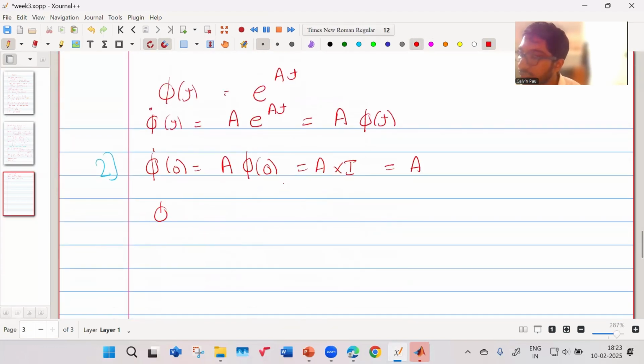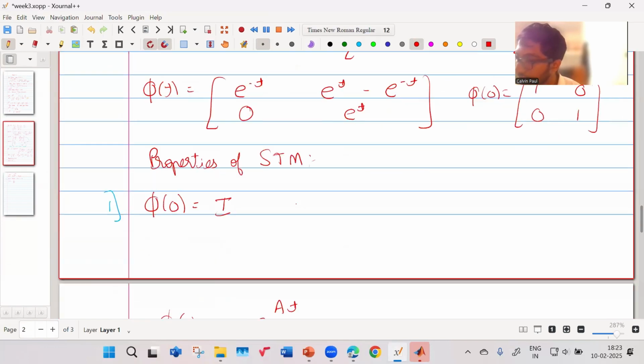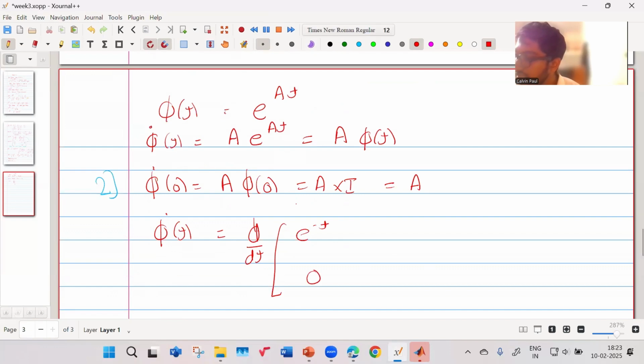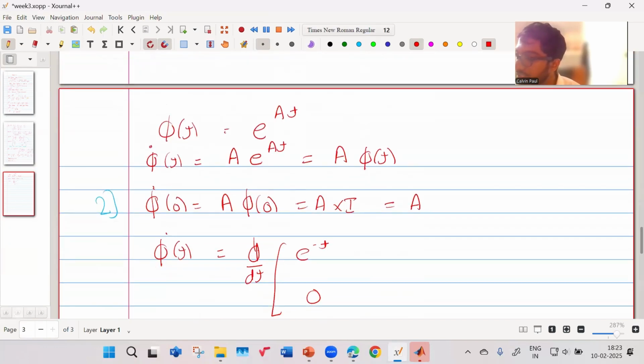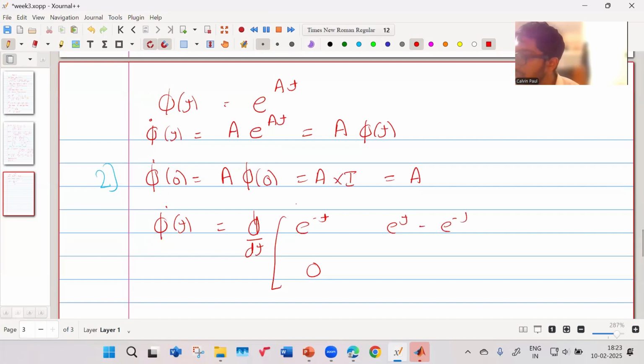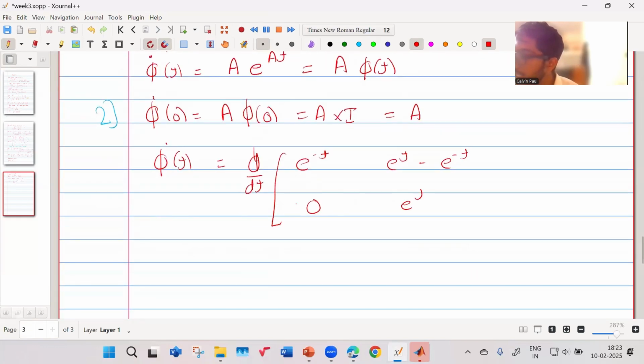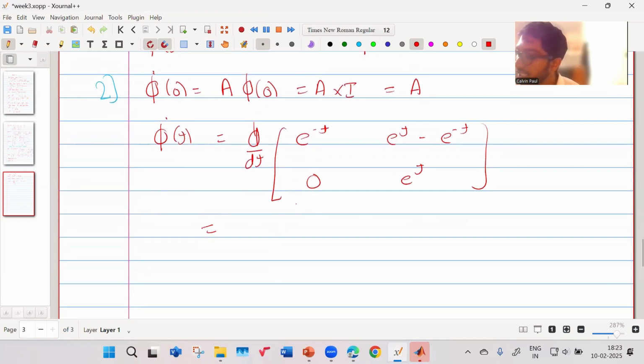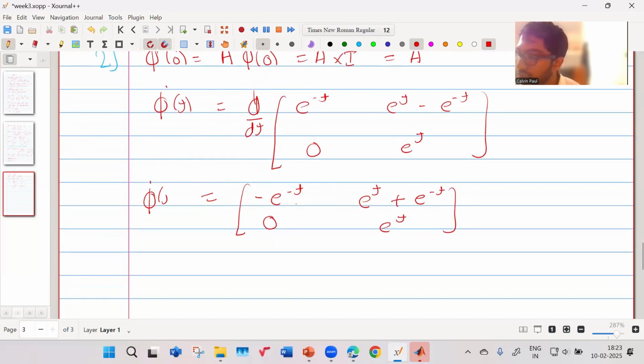So what I need to get is phi dot of t, the derivative with respect to time of my state transition matrix, which is e to power minus t, 0, e to power t minus e to power minus t, and e to the power t. Now the derivative of e to the power minus t is minus e to the power minus t. The derivative of 0 remains 0. The derivative of e to the power t is e to the power t. And here it becomes plus e to the power minus t, and here it is e to the power t. So this is my phi dot of t.